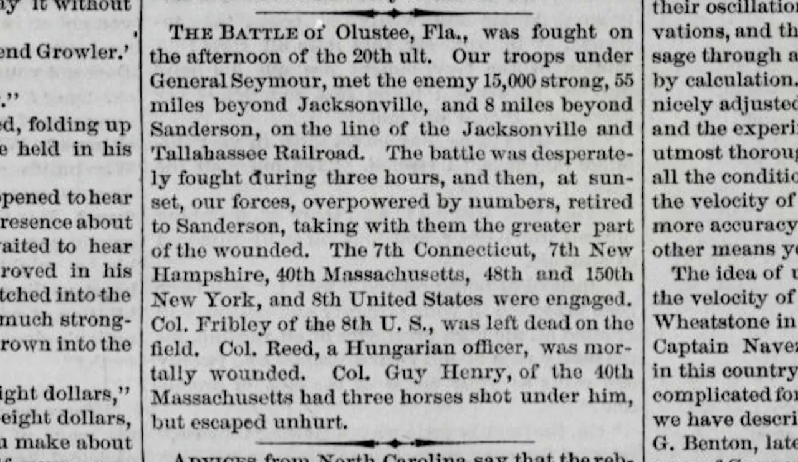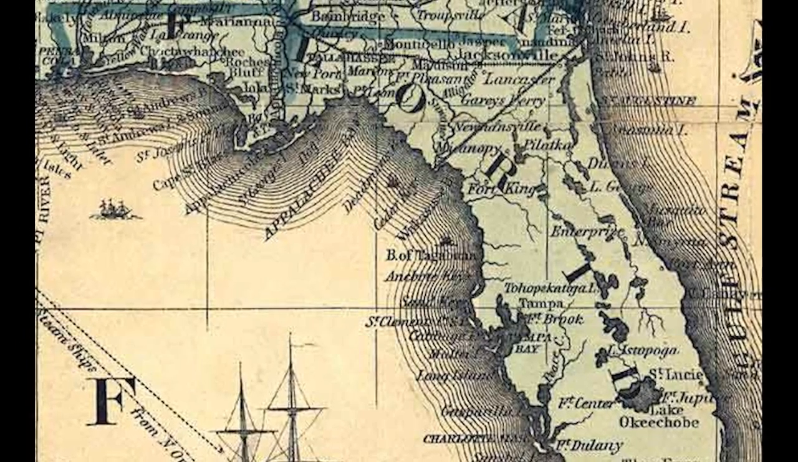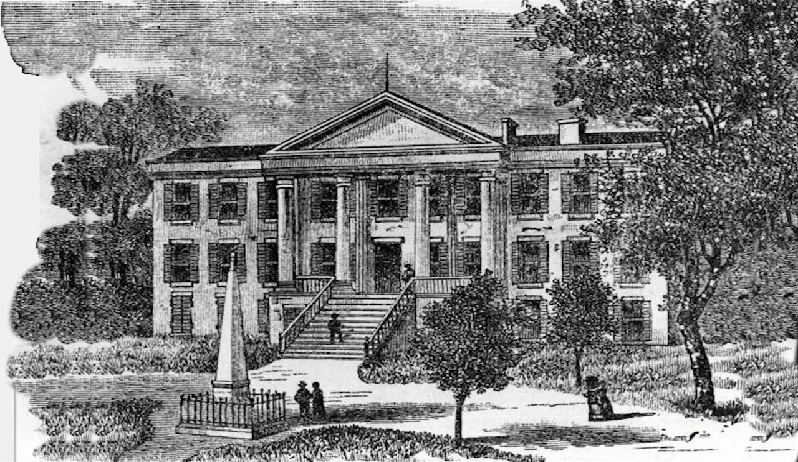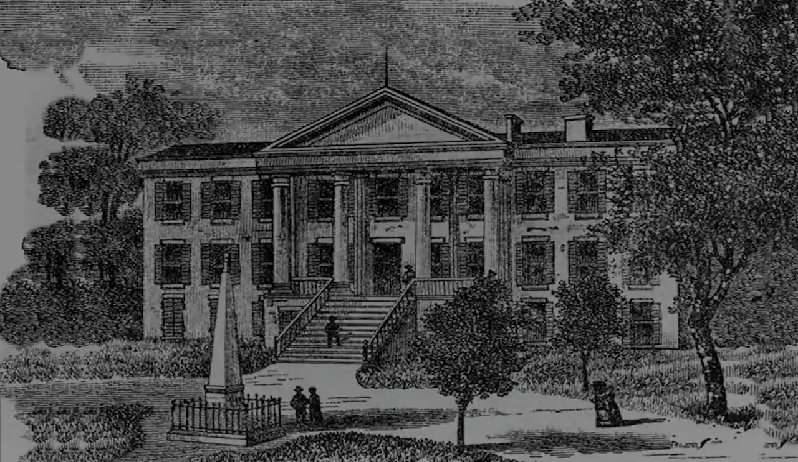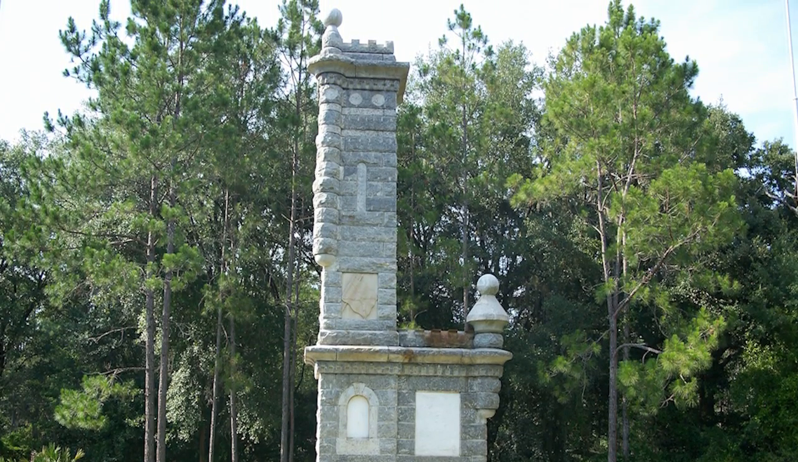Olustee was a Confederate victory. There would never be a major attempt by Union forces to isolate Florida again. For the rest of the war, Florida's interior remained in Confederate hands. On April 9, 1865, General Robert E. Lee surrendered in Richmond, Virginia. The United States flag was raised over the state capitol in Tallahassee on May 20th. In 1912, while many Civil War veterans were still alive, the Olustee Battlefield was dedicated as Florida's first historic site.